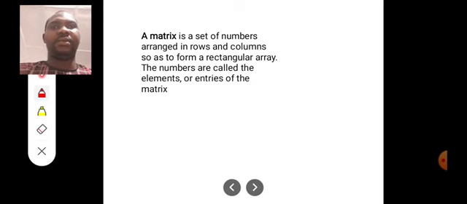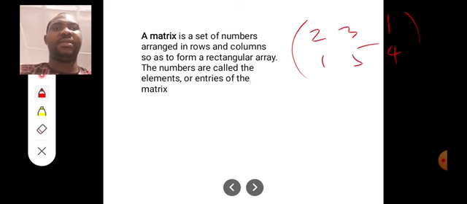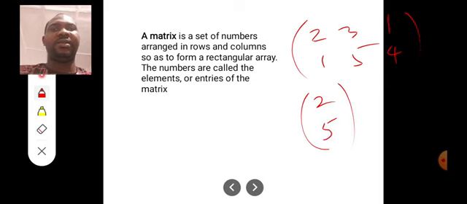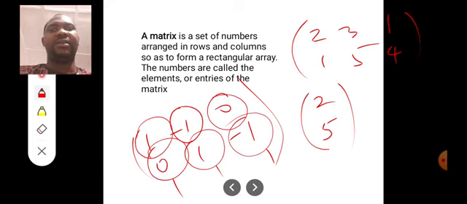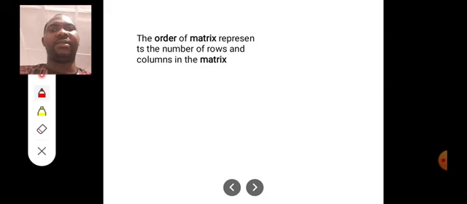So, if I have something like 2, 3, 1, 1, 5, 4, this is a matrix. If you have something like 2, 5, this is a matrix. If you have something like 1, -1, 0, 0, 1, -1, 1, 1, 1, that is also a matrix. Each of these numbers is called an element of the matrix. That leads us to the order of a matrix.